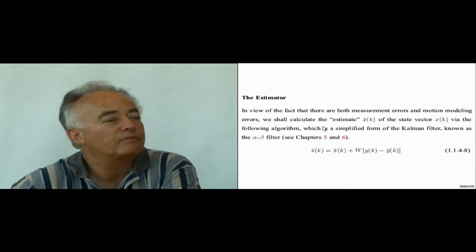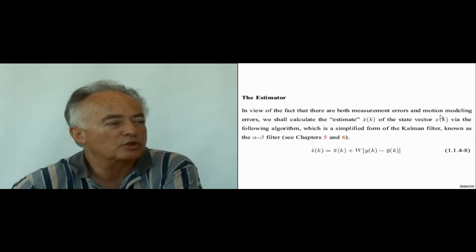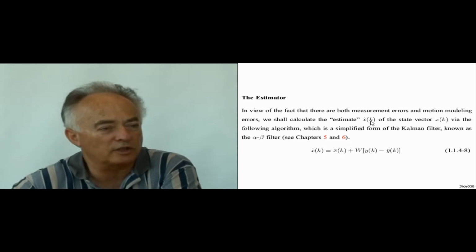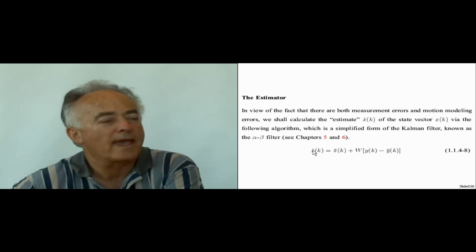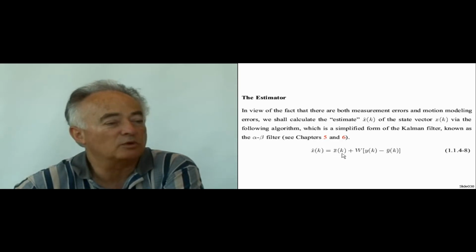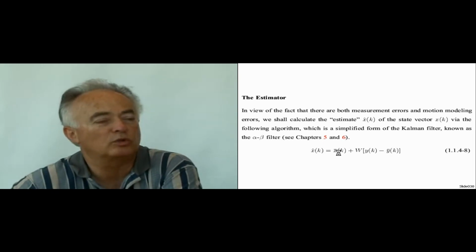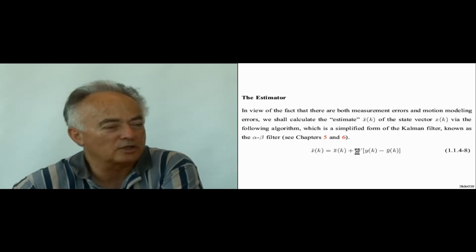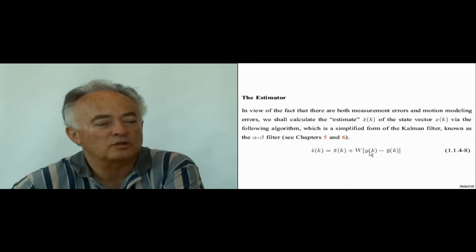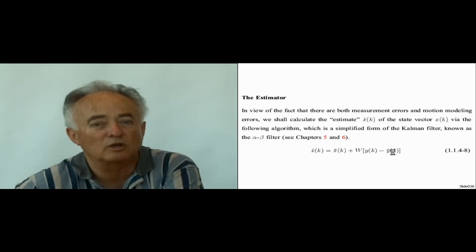Okay, what is the estimator? Clearly we have both measurement errors and motion modeling errors. We shall calculate the estimate x hat k, that's a vector, consisting again of the range and the range rate, via the following algorithm, which is a simplified form of the Kalman filter, and that's exactly the alpha-beta filter discussed later in these chapters. x hat k is x bar k, which is the notation we are using now for the prediction at time k from time k minus 1, plus some gain matrix W, where alpha and beta will show up in a moment, times the residual. This is the actual observation y at time k minus y bar at k, the predicted value of that observation before we get it, which means using the information from the previous time.